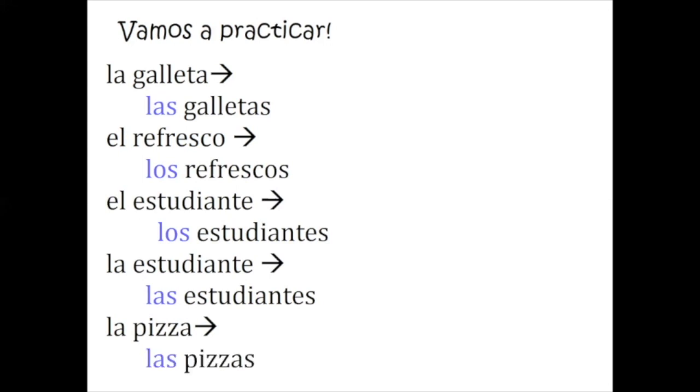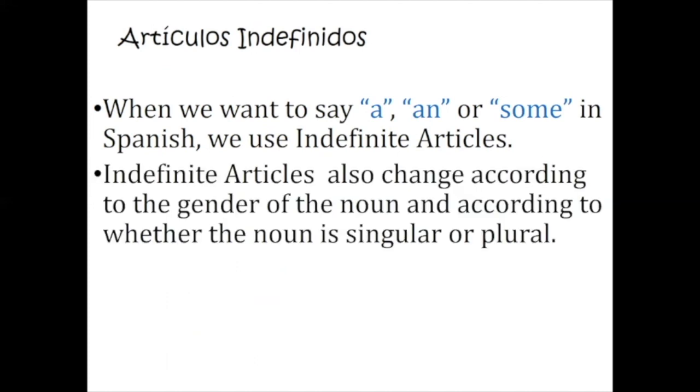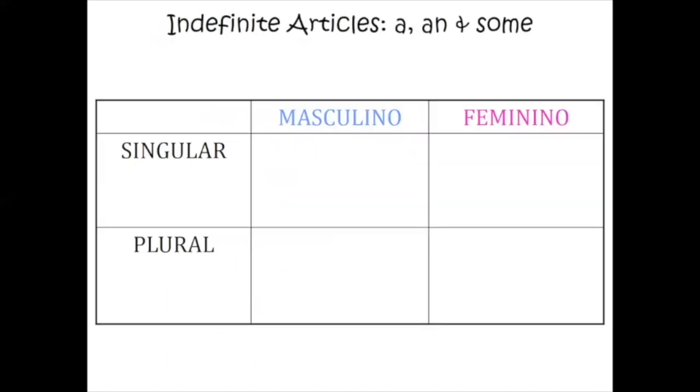Las pizzas. Artículos indefinidos or indefinite articles. When we want to say a, an, or some in Spanish, we use indefinite articles. Indefinite articles also change according to the gender of the noun and according to whether the noun is singular or plural. Indefinite articles in Spanish. Masculino singular, un. Femenino singular, una. Masculino plural, unos. Femenino plural, unas.